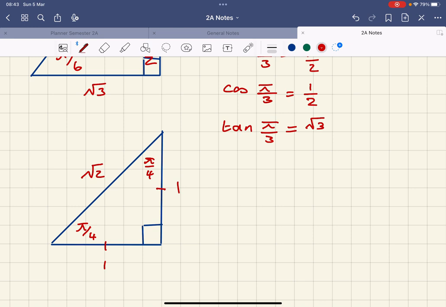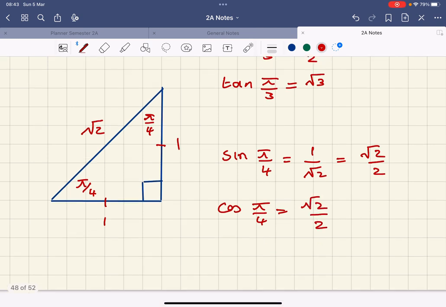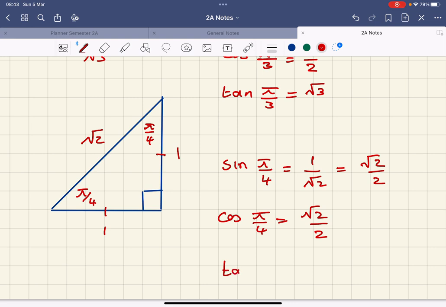And now I'm going to go and write down sine pi over 4 is opposite divided by hypotenuse, which is root 2 over 2. Cosine pi over 4, the same thing, because you still got the 1 over root 2, which we're going to write down as root 2 over 2. And finally, tan pi over 4, opposite is 1, adjacent is 1, so this comes out as 1.